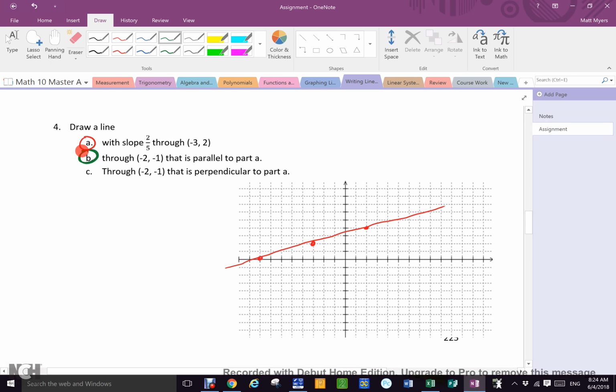Green will be B, parallel to part A, but it goes through -2, -1. So it keeps the same slope, up 2, over 5. There's B. And C, perpendicular to A, it goes through -2, -1, and it's perpendicular, so it's -5 over 2.